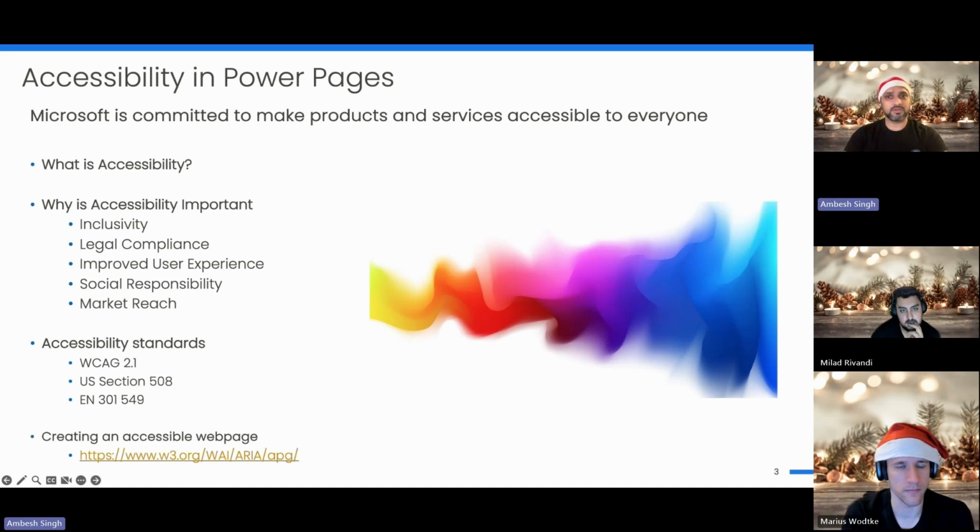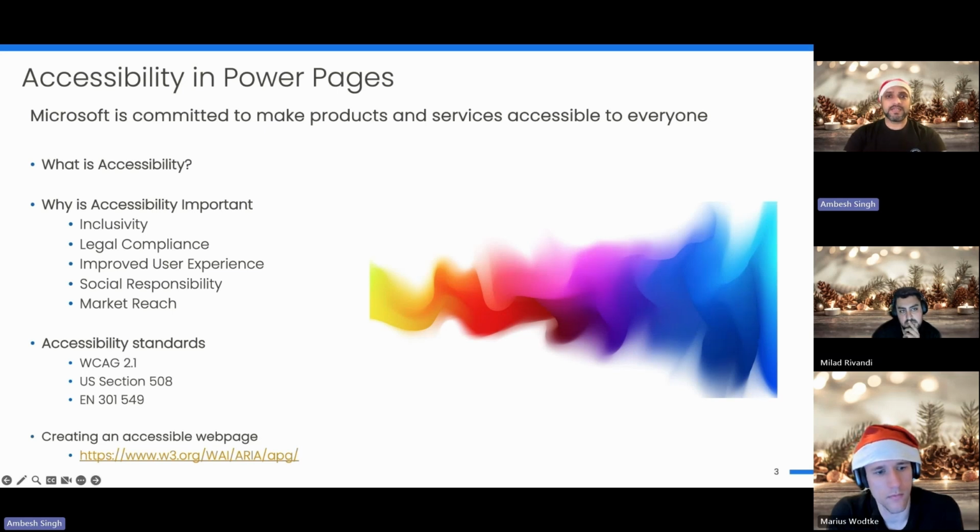The first reason is to ensure that everyone, regardless of their ability, can access and benefit from the same resources and opportunities. Also, many countries have laws and regulations that require accessibility, such as the Americans with Disabilities Act, the ADA, in the United States, or the Web Content Accessibility Guidelines, WCAG, internationally.